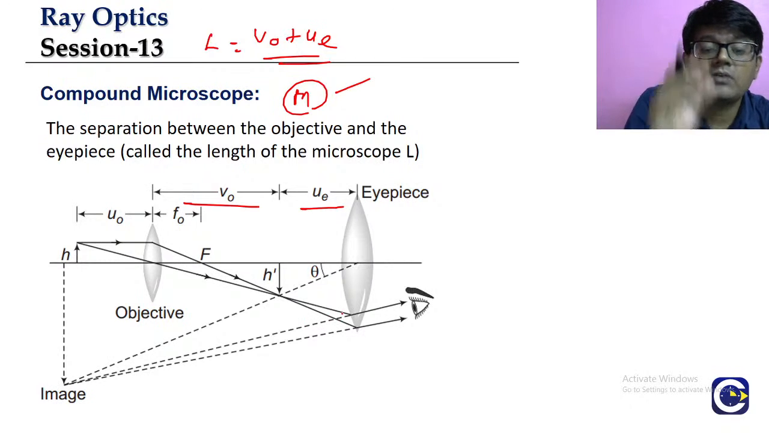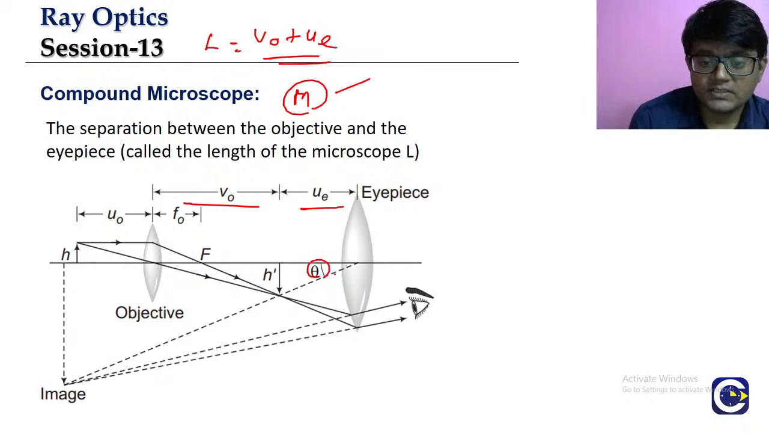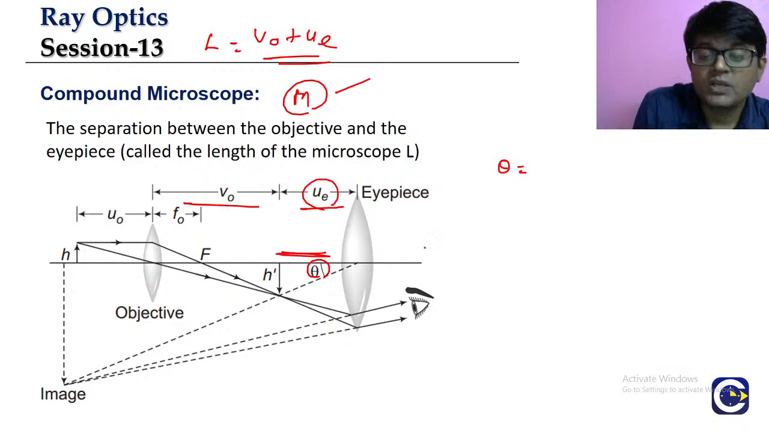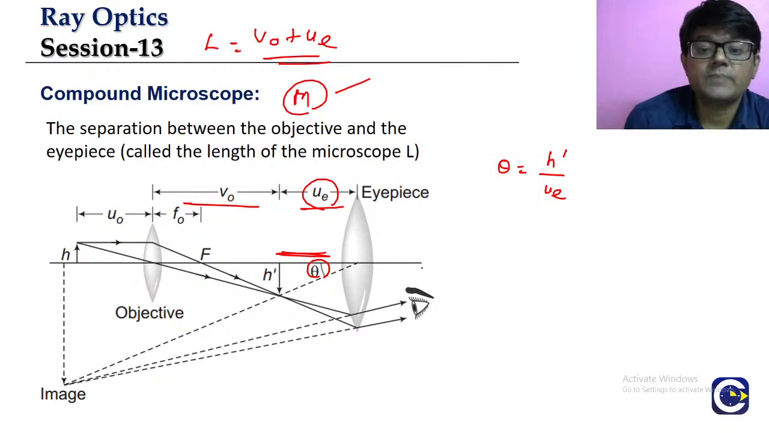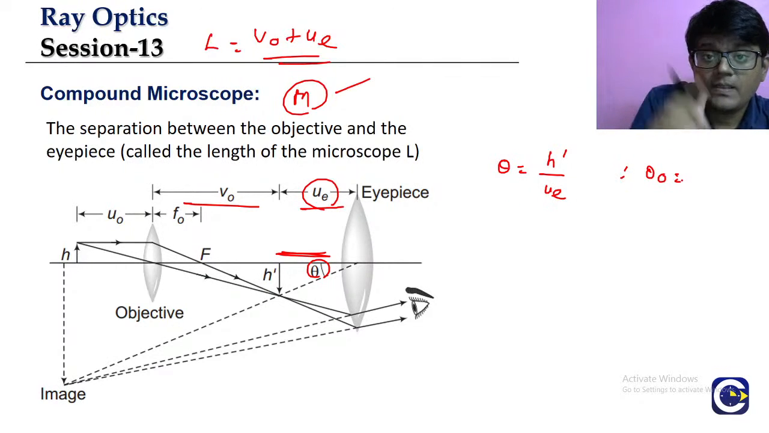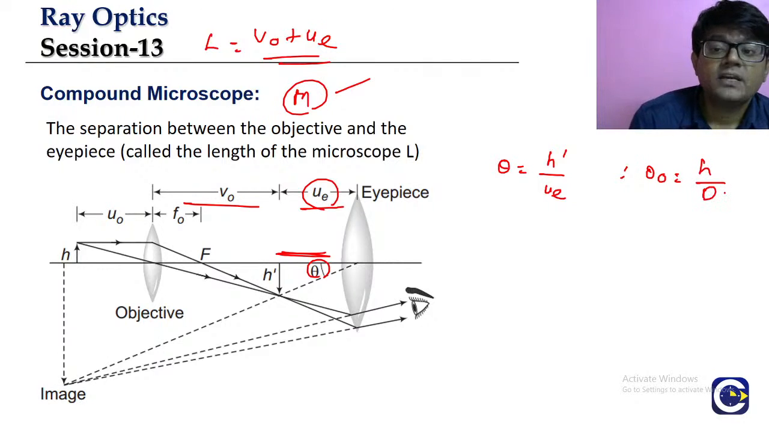So look at how we will calculate the magnifying power. Here this is theta. We are going with the assumption that theta is a small angle. You see here, this is UE, so theta will be equal to H dash by UE. And what is our theta naught? The visual angle formed by any object with our naked eye. Theta naught will be H divided by D. Remember, that is theta naught.